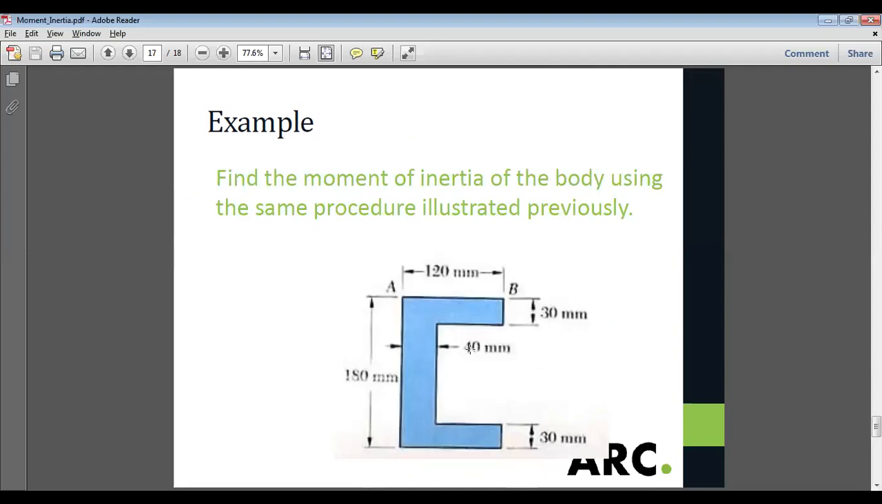So we can see the example in the figure, of which the dimensions are given: 120 by 30, 180 by 40, and 120 by 30. These are the dimensions of the C channel or C section. This C section has a height of 180 and a width of 120 top and 120 bottom. Both legs have the same width and also the same thickness, so 30 above and 30 below. It could be different, it could be 120 and 180 or 120 and 100.